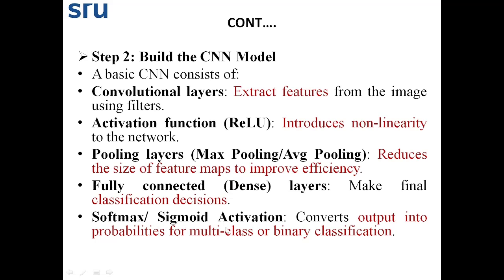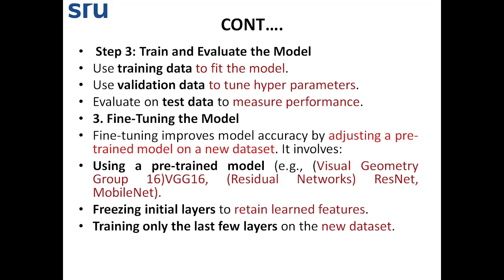Softmax or sigmoid activation converts output into probabilities for multi-class or binary classification. Train and evaluate the models. We are using training data to fit the model. Now, the validation data is used to tune hyperparameters. Then evaluate on test data to measure performance.